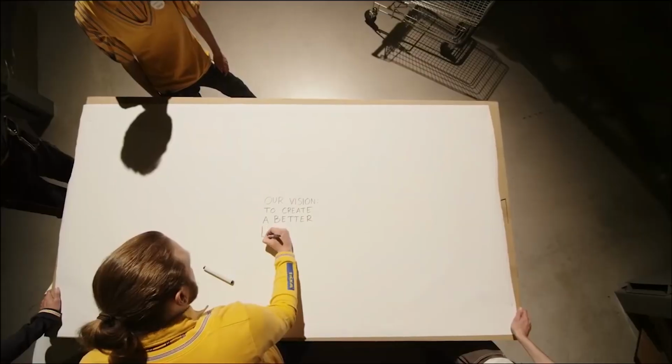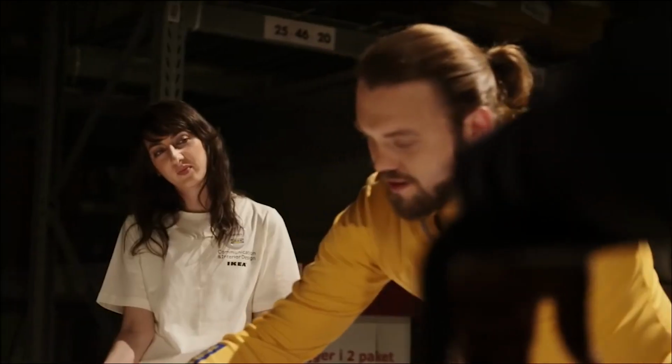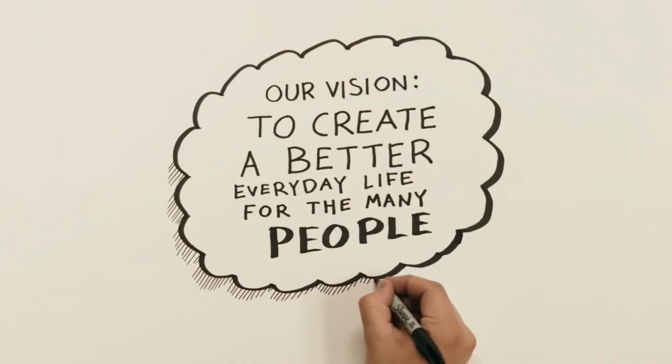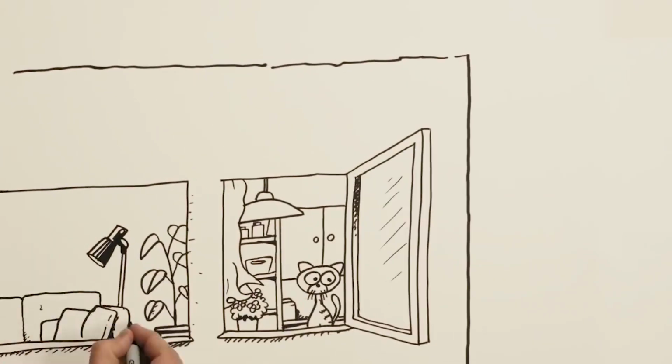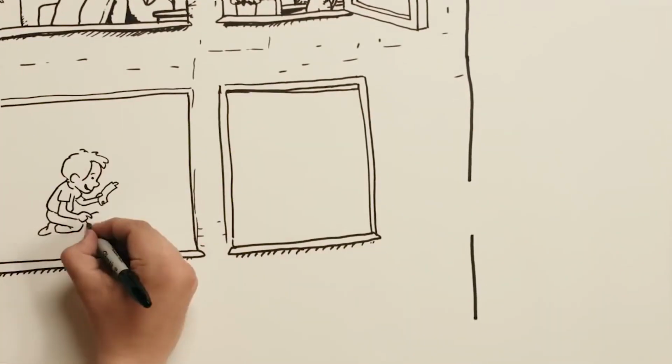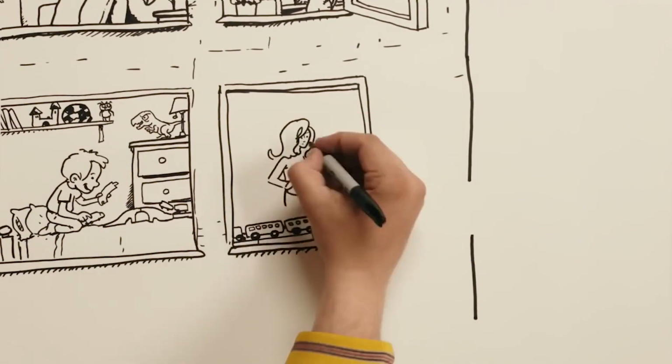To create a better everyday life for the many people. That's the IKEA vision. But what exactly do we mean by this? How can a home furnishing business help create a better everyday? Well, it all begins right here. We are passionate about life at home. It inspires us in everything we do.